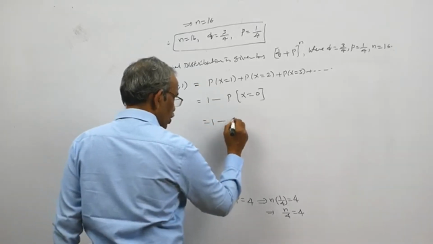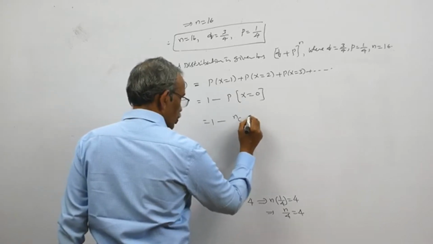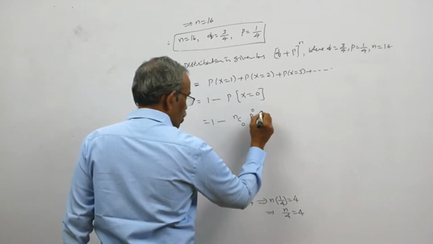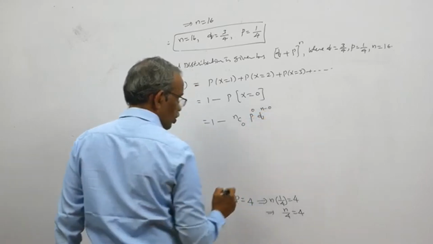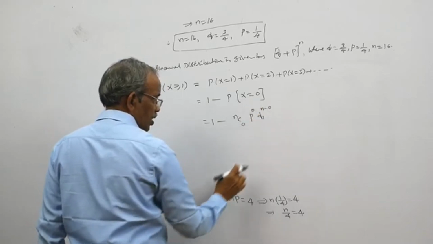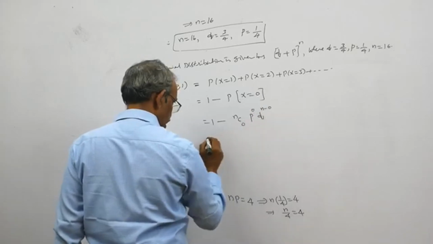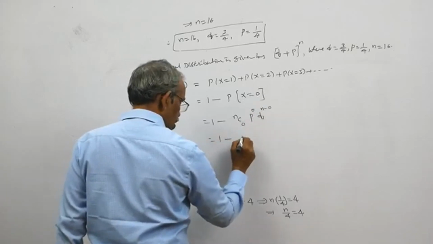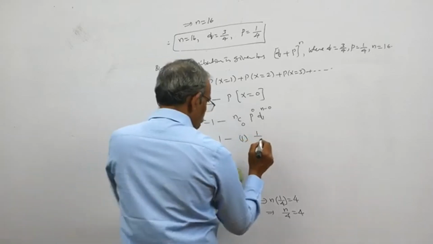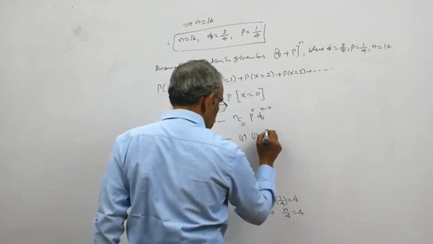1 minus probability of x equal to 0 means 1 minus nC0 p to the power 0, q to the power of n minus 0. We know that P of x equal to k is nCk p power k, q power n minus k. Here k equal to 0. That is equal to nC0 is 1, p power 0 is 1. Here we get q to the power of n.